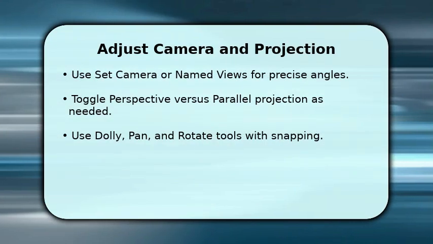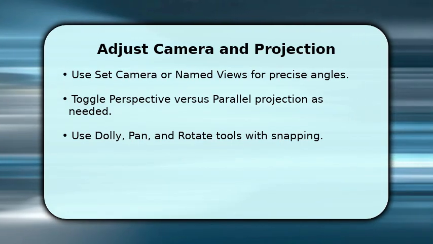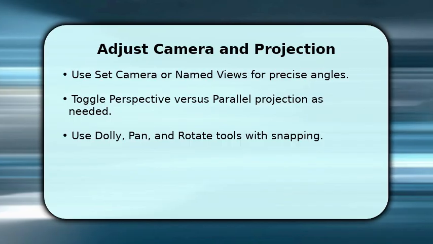Now you refine the camera. Choose Set Camera or save a named view to lock an exact viewpoint because repeatability matters. If you need true orthographic drawings, toggle Perspective versus Parallel Projection. Parallel removes foreshortening for plans and elevations.